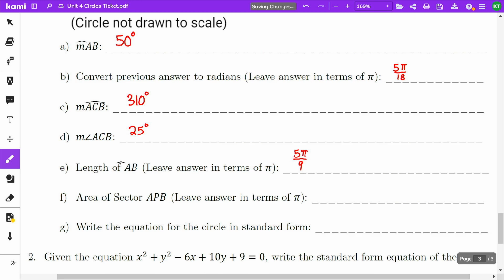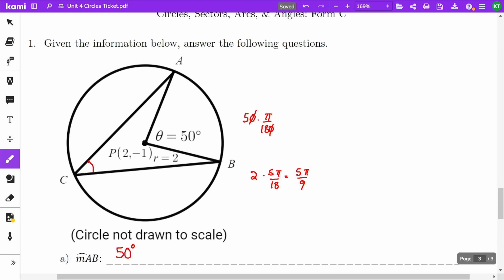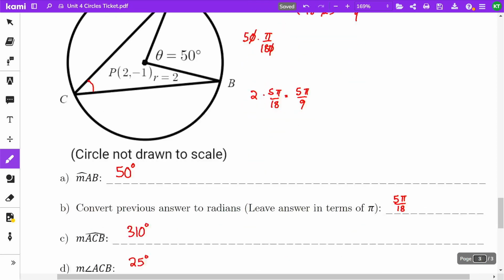And then lastly, area of sector APB. Doing the same thing here, we're going to use the formula r squared theta over 2. And so when I do that, r squared is going to be 4 times theta, which we said was 5 pi over 18 divided by 2, which is the same thing as multiplying by 1/2. 4 divided by 2 is going to give me just 2, and then 2 over 18 is going to give me 5 pi over 9. So 5 pi over 9 is also going to be my area of my sector.